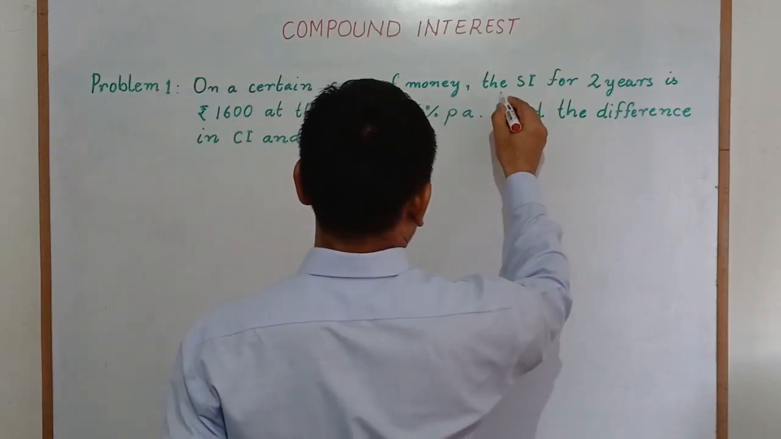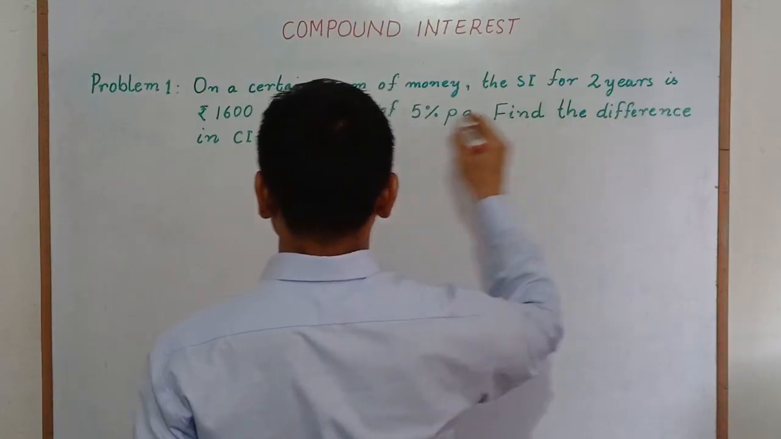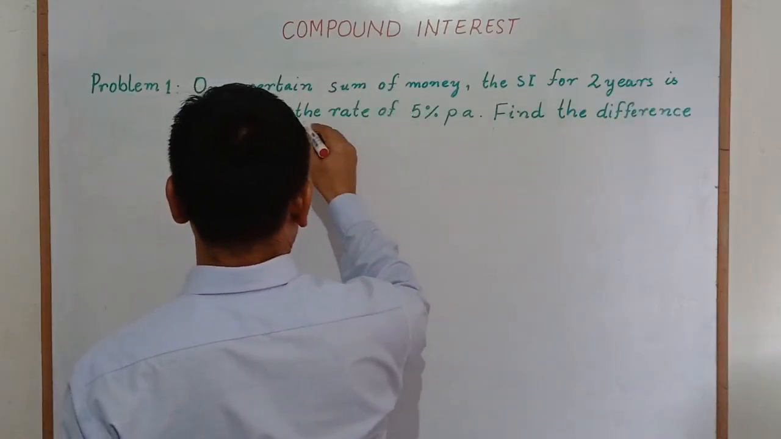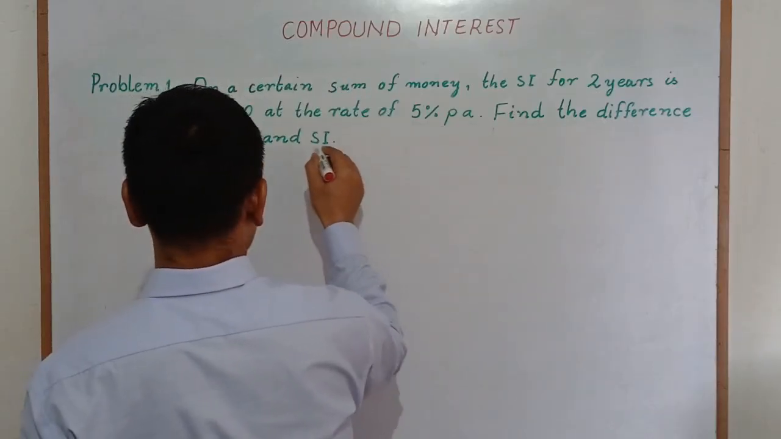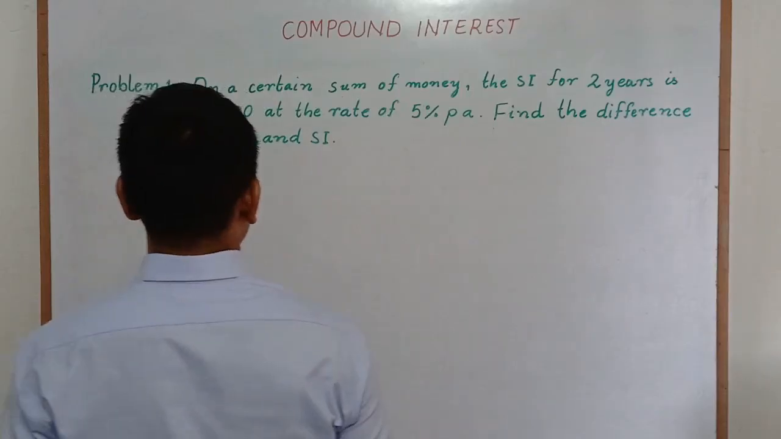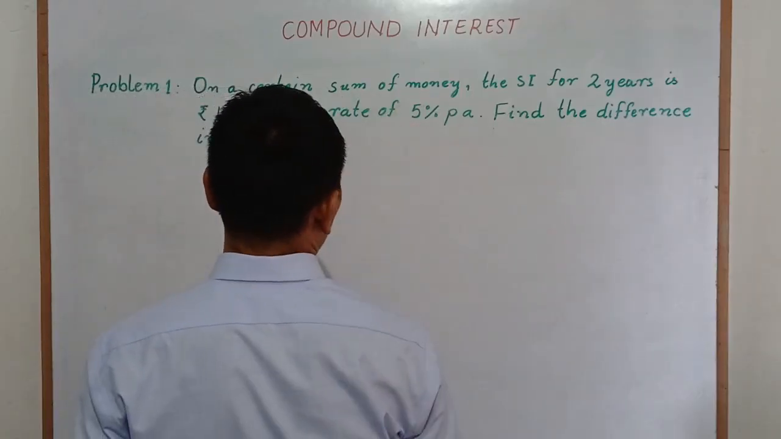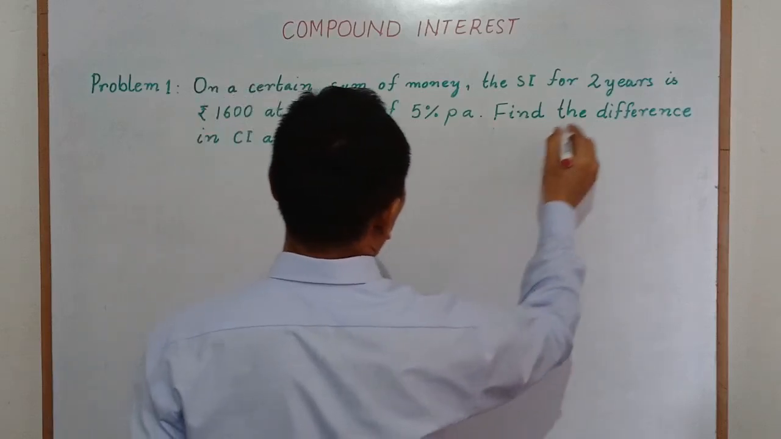Problem one. On a certain sum of money, the simple interest for 2 years is rupees 1,600 at the rate of 5% per annum. Find the difference between compound interest and simple interest.